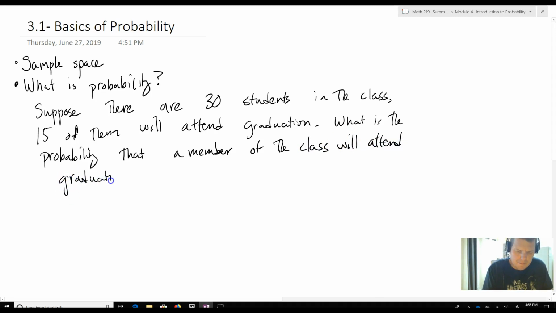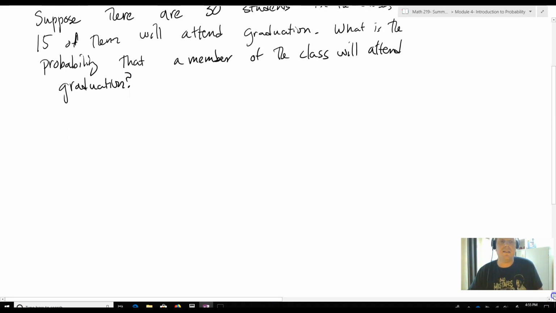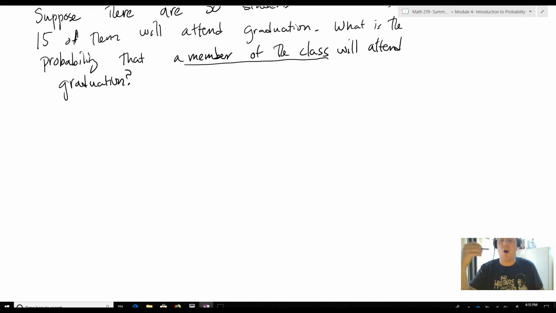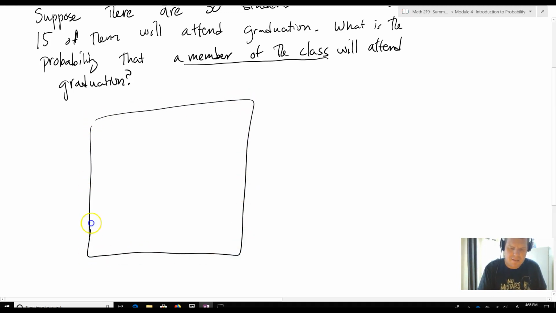Now, it's pretty straightforward, okay? So what we have here, we're first going to talk about this thing called the sample space. And what the sample space is in this case is a member of the class. That's the grouping that we're going to be selecting from, right? So when we think about probability, probability is always going to be a part of a whole. It's a fraction. So we're going to start out with a grouping that we're going to select from. So in this case, members of the class.